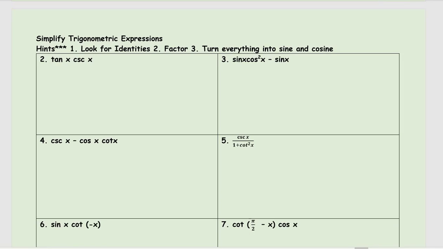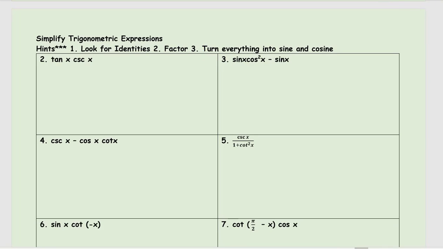So if we look at our second example here, tangent times cosecant x. Now, there's nothing that repeats here, so there's nothing we can pull out, nothing we can factor. There's nothing squared here, no obvious reciprocal identities or anything like that. So we're actually going to have to turn everything into sines and cosines for this one.